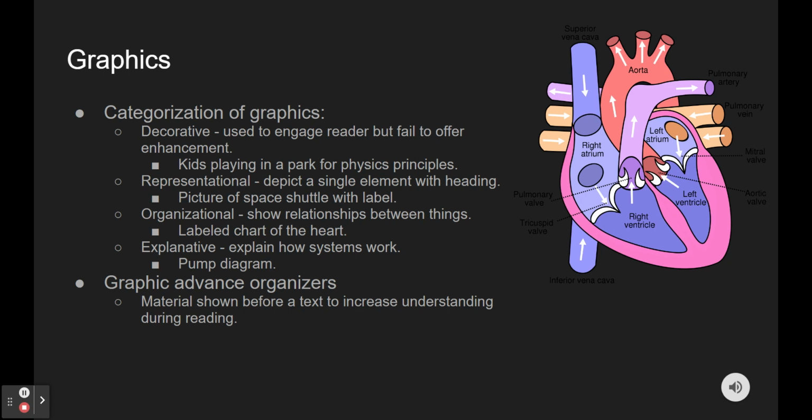The category of representational graphics would be the depiction of a single element with a heading. An example would be a space shuttle just with the title of Space Shuttle above it.